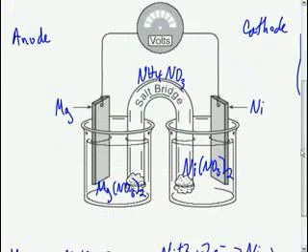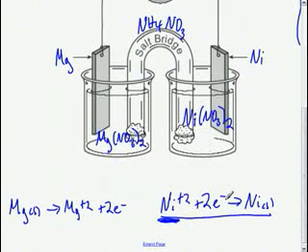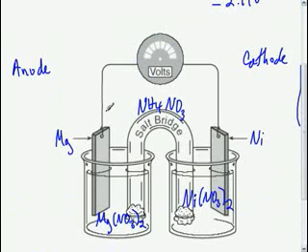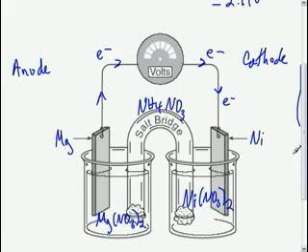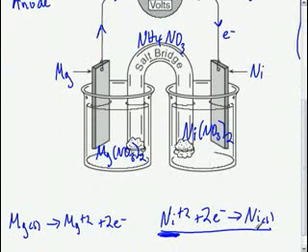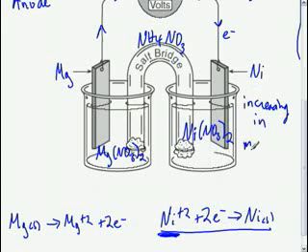Now, we have our two half reactions here. Which way are the electrons going to be carried in the wire? Well, this reaction is giving off electrons, and this reaction is using them up. So the electrons will travel from anode to cathode. As well, looking at our reactions, nickel is being plated, so this electrode is increasing in mass, and this electrode, as it's being used up, is decreasing in mass.